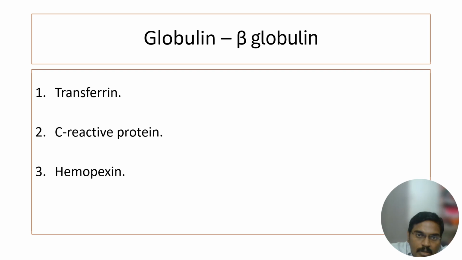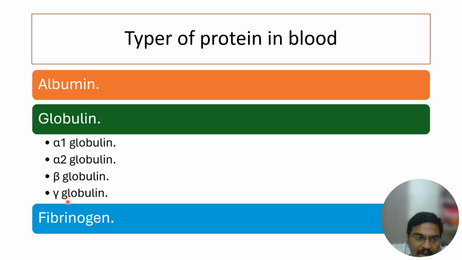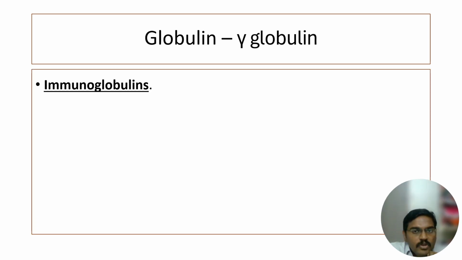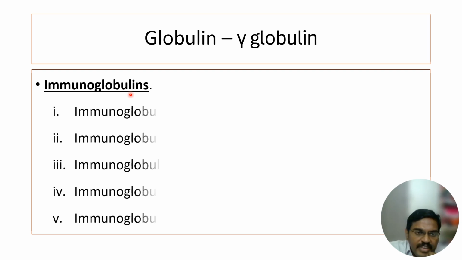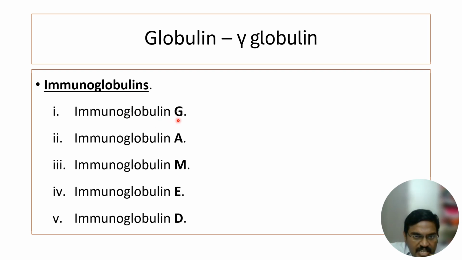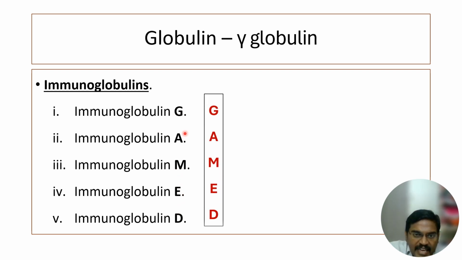So that's all about beta globulin. Next, coming to gamma globulin. We have seen albumin, and in globulin we have seen alpha 1, alpha 2, and beta. Next coming to gamma, in the gamma region we have only antibodies, that is, immunoglobulins. What are the immunoglobulins? Immunoglobulin G, A, M, E, D. How to remember this? You can remember it as GAMED. These are the antibodies present in the gamma region.